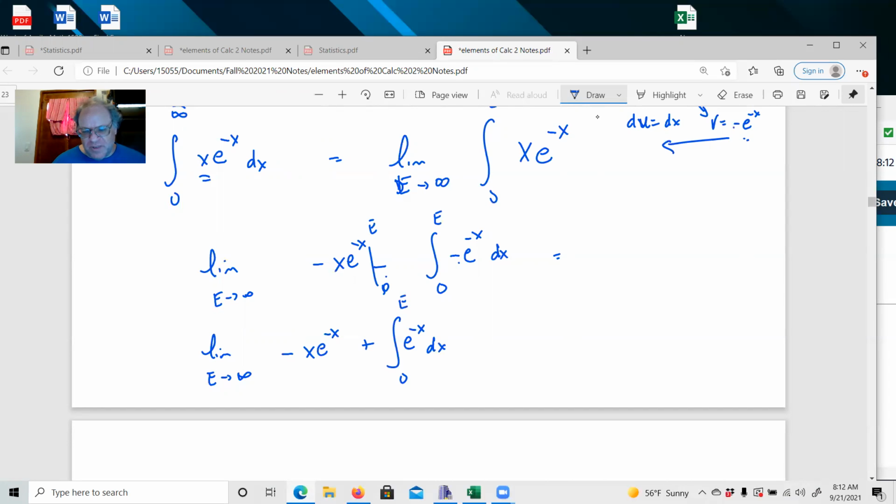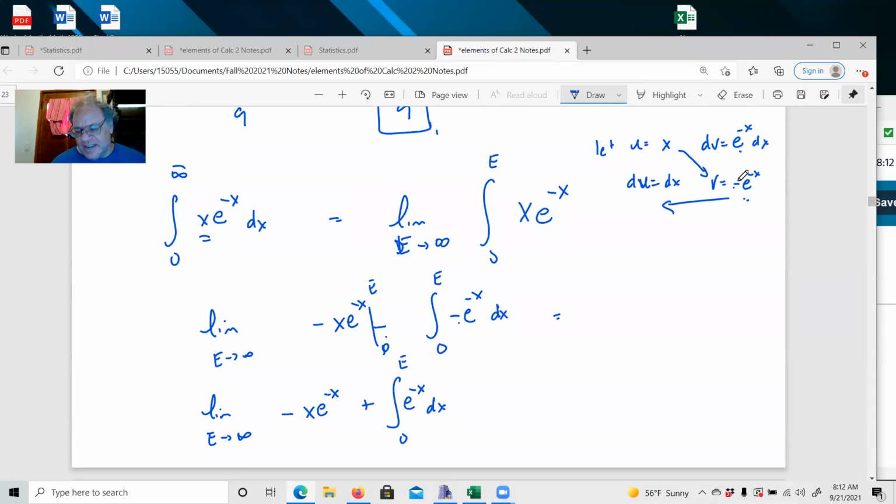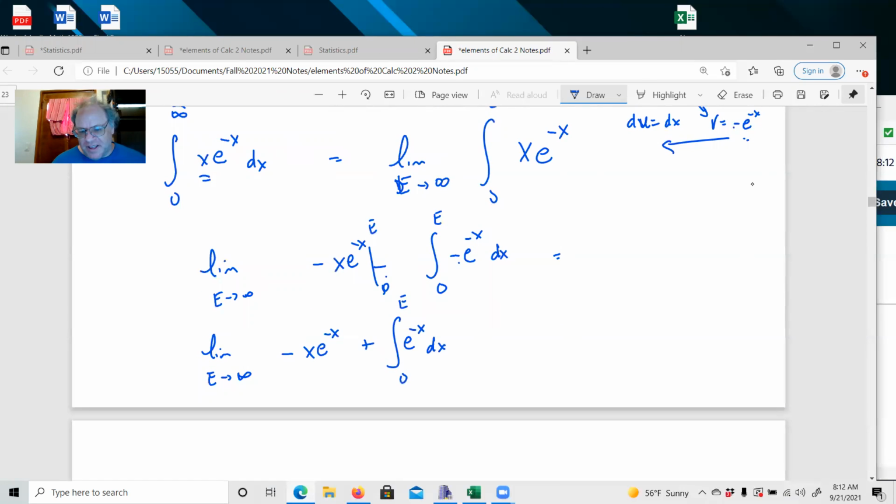What is the integral of e to the negative x? Okay, we just did that. That is negative e to the negative x. So we have negative x e to the negative x minus e to the negative x. Okay, and we are going from 0 to e.